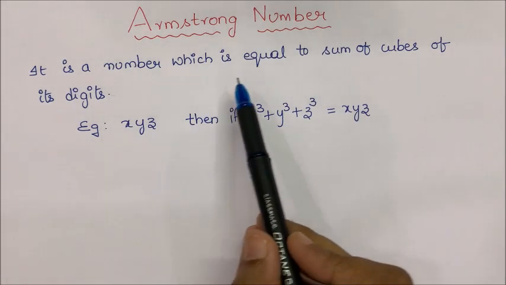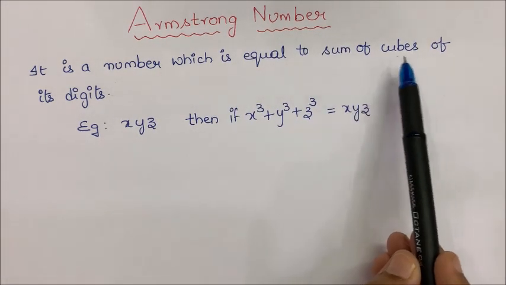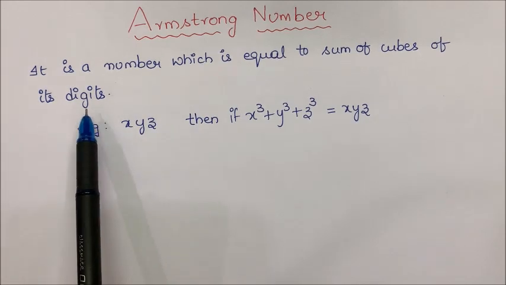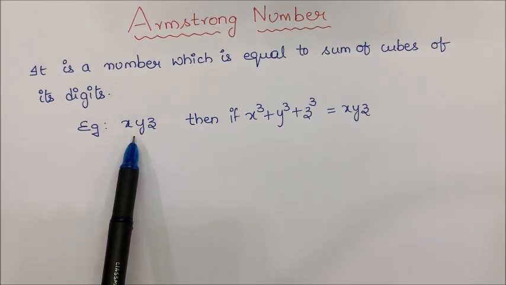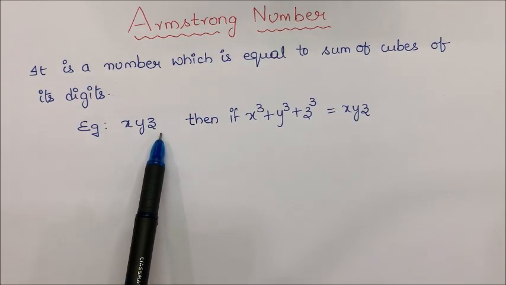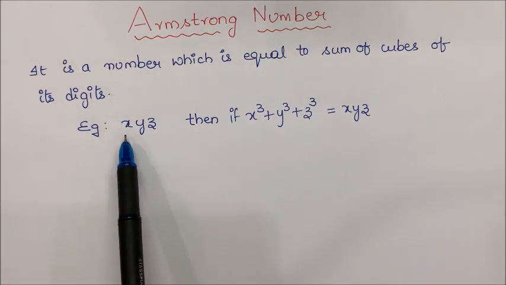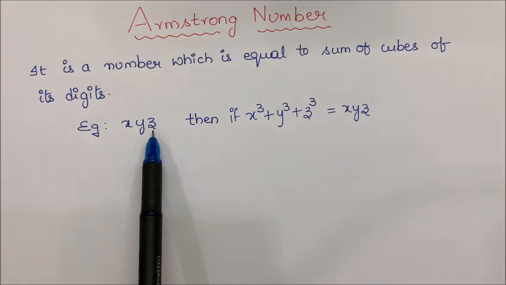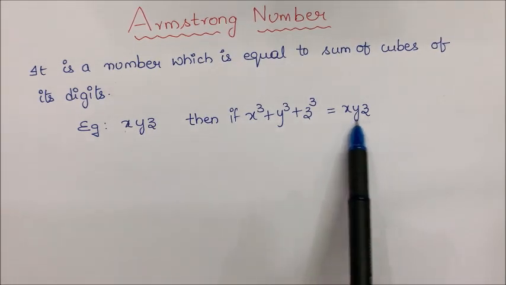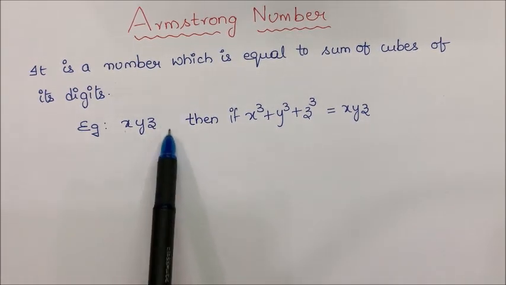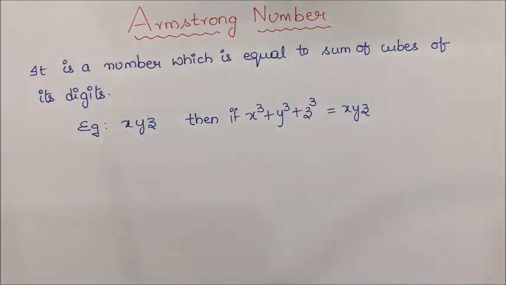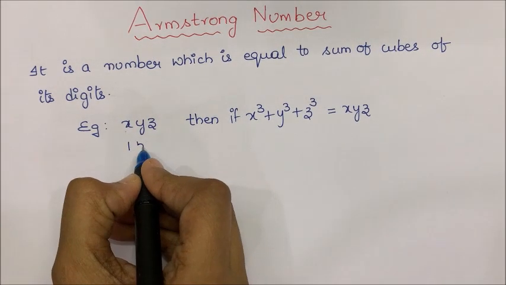It is a number which is equal to the sum of cubes of its own digits. So in this example, if xyz is my number, a single number, then if x cube plus y cube plus z cube is equal to xyz, then xyz will be my Armstrong number.